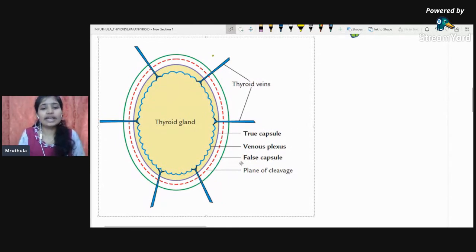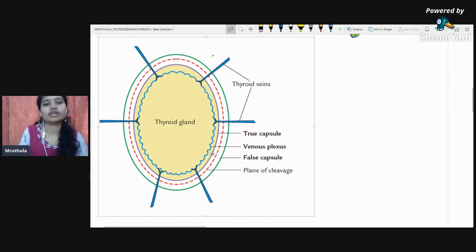And what is false capsule then? We said the thyroid gland is located anterior to the trachea. In front of the trachea, there is the pretracheal fascia. This pretracheal fascia undergoes splitting. When it splits, it forms the false capsule of the thyroid gland, which encloses the thyroid gland completely. Know one thing, there is a venous plexus here. What is the venous plexus? The thyroid venous plexus is located within the true capsule.